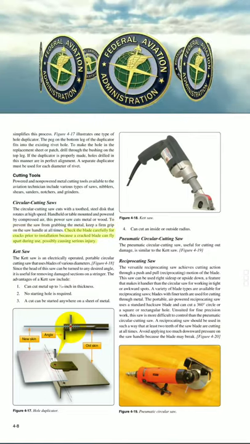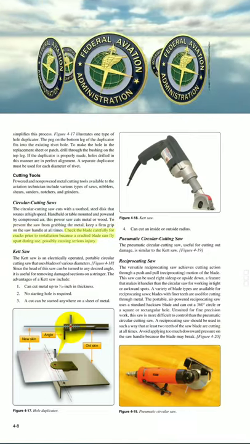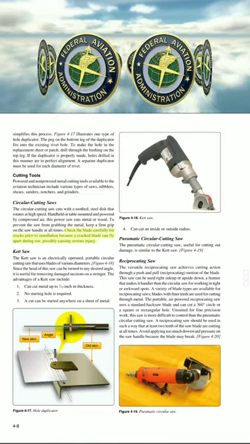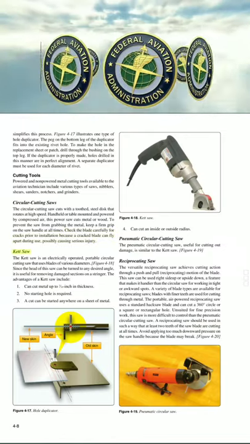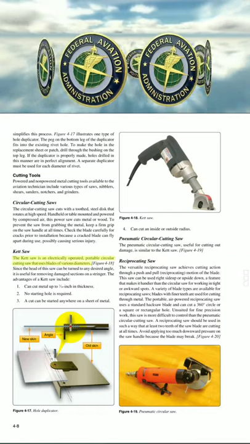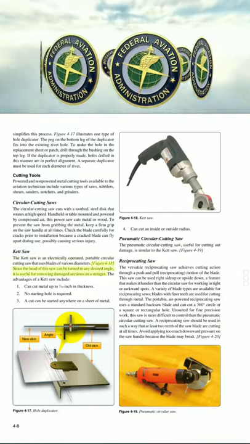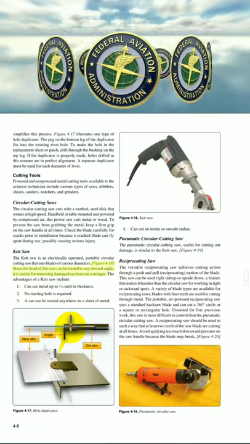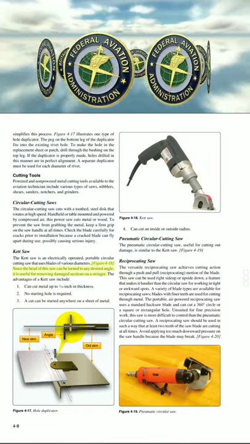Check the blade carefully for cracks prior to installation, because a cracked blade can fly apart during use, possibly causing serious injury. Head saw. The head saw is an electrically operated, portable circular cutting saw that uses blades of various diameters. Figure 4-18. Since the head of this saw can be turned to any desired angle, it is useful for removing damaged sections on the stringer.